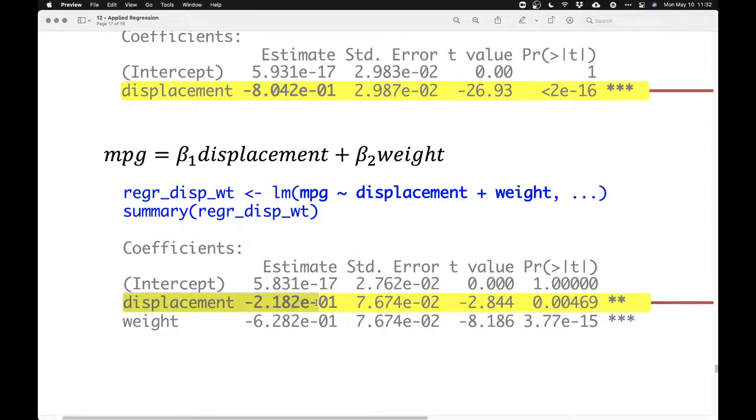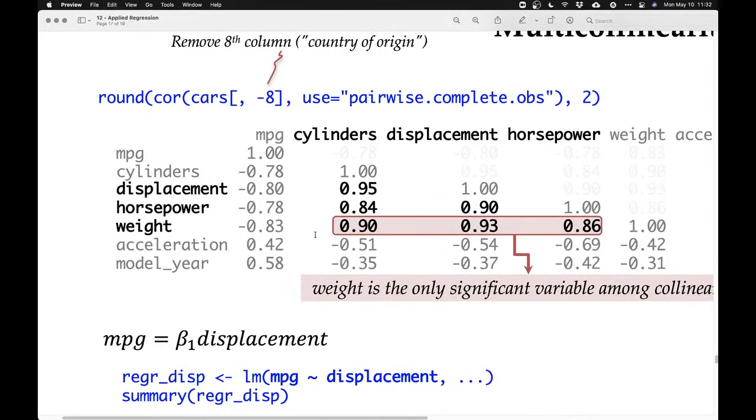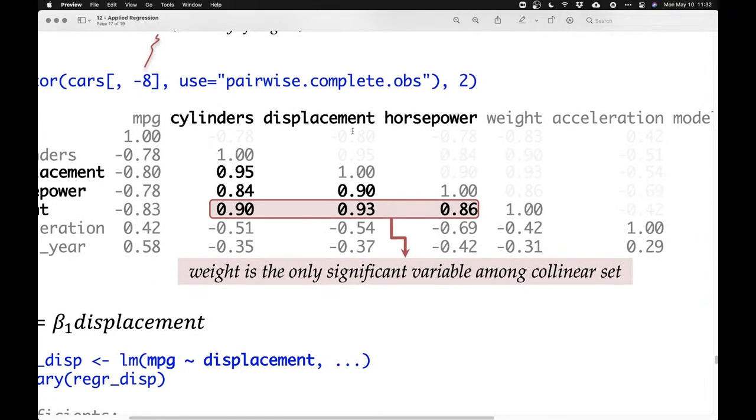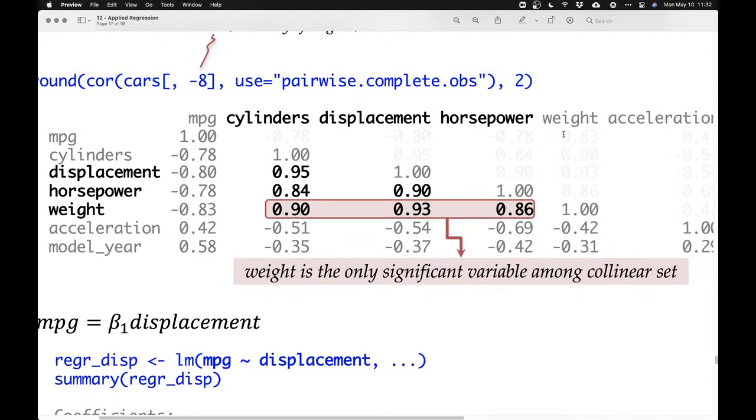Because what's happening is regression is taking these explanations, and since they're almost identical, it's just splitting the explanation between the two of them. Which one gets more credit? The one that is a little bit more heavily correlated with miles per gallon. And weight happens to be slightly more correlated with miles per gallon. The correlation with weight is about minus 0.83, and the correlation with displacement is a little bit less, minus 0.8.